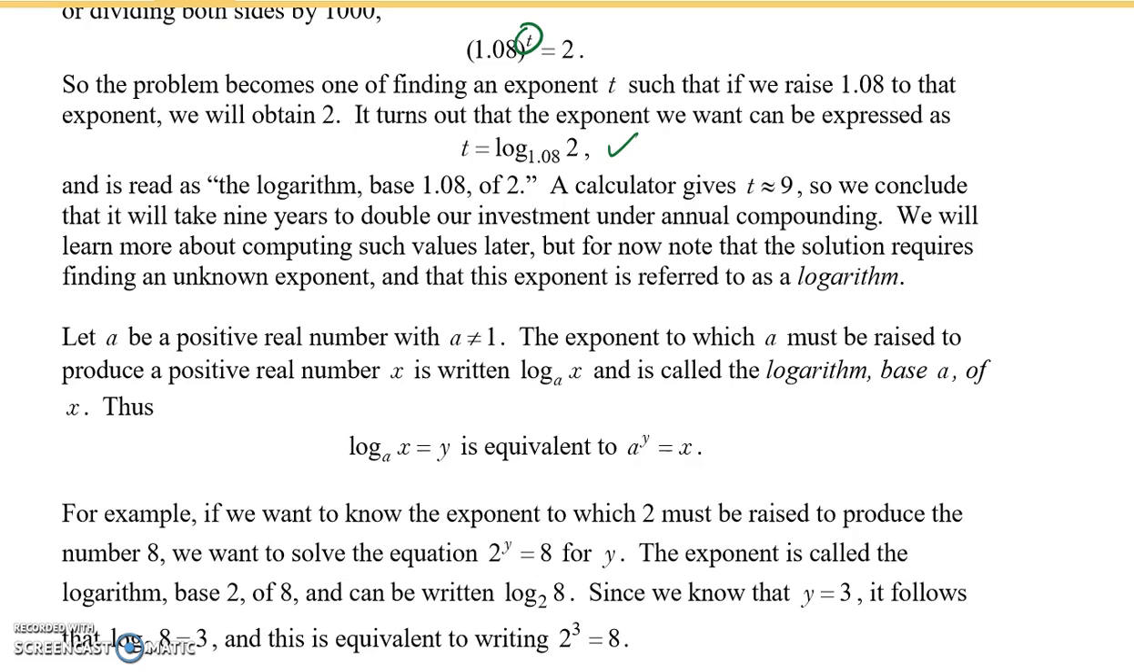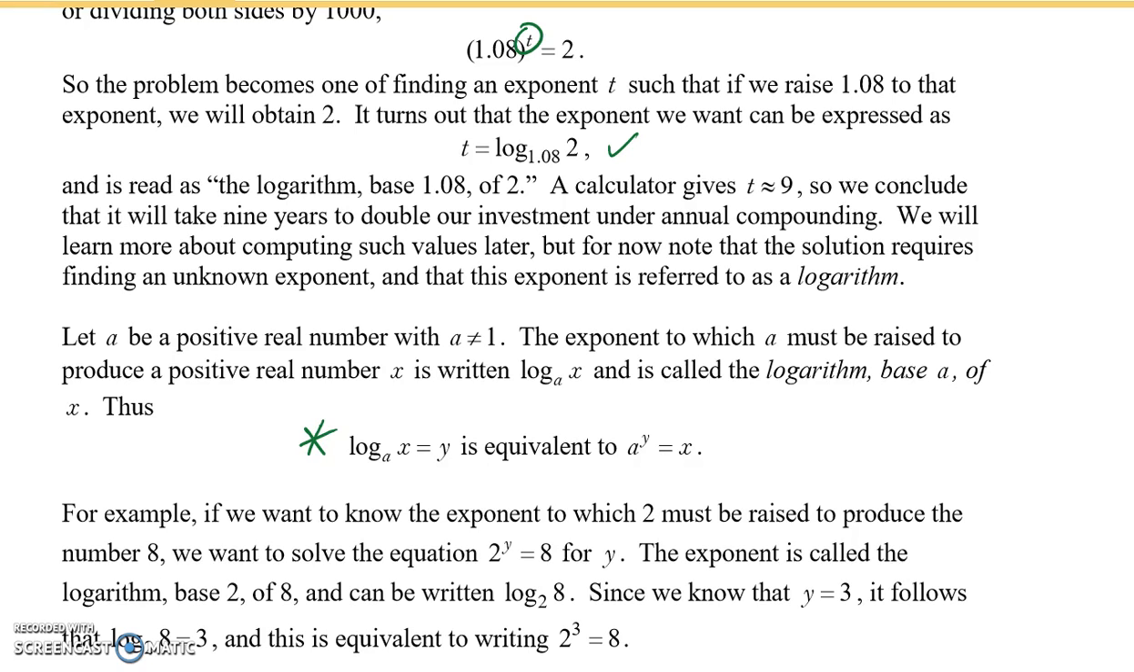Now here's the formal definition. Let A be a positive real number with A not equal to 1. The exponent to which A must be raised to produce a positive real number x is written log base A of x. So log base A of x is the exponent to which A must be raised to produce x. This is called the logarithm base A of x. So we have this equivalence. This is very important to remember this equivalence. Log base a of x equal to y is equivalent to a to the y equals x.